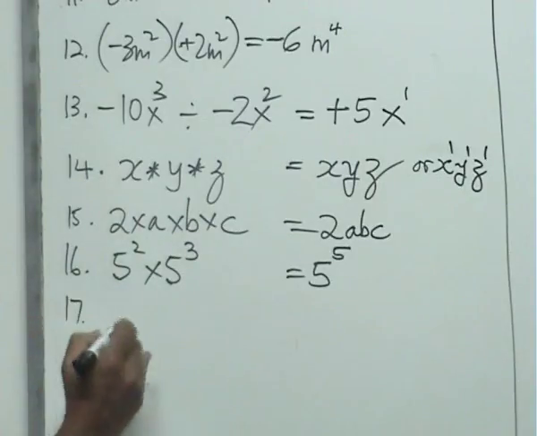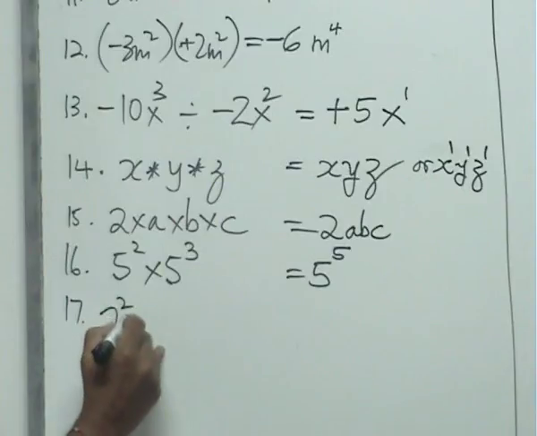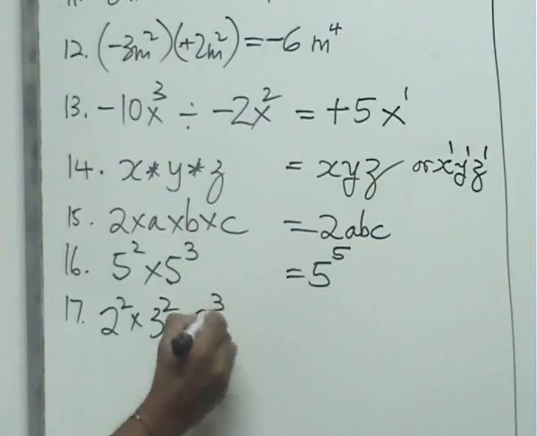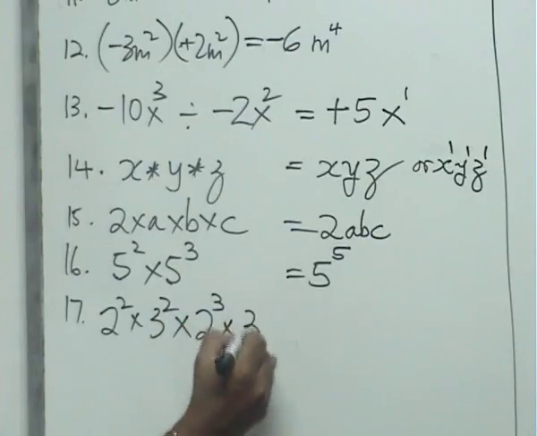Number 17. 2 squared times 3 squared times 2 cubed times 3 to the 4.